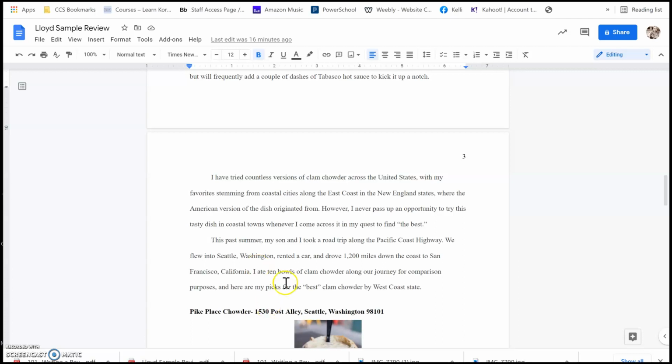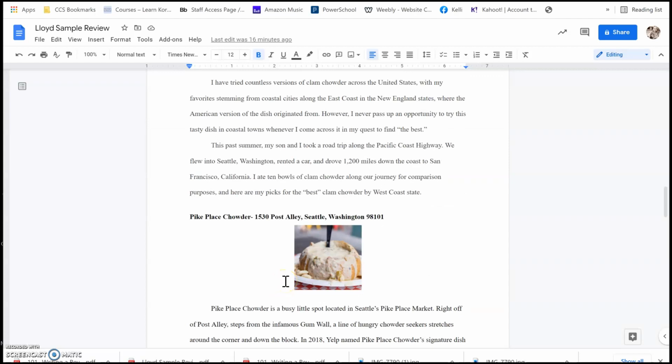Okay, and so I decided to set my review up with a picture and a little bit of background information about the restaurant or the area that it's in before I talk about my thing. And so you notice that in my header, I gave the restaurant, I gave the address, and then I included a picture of the clam chowder. And these are my personal pictures that I added into my review.